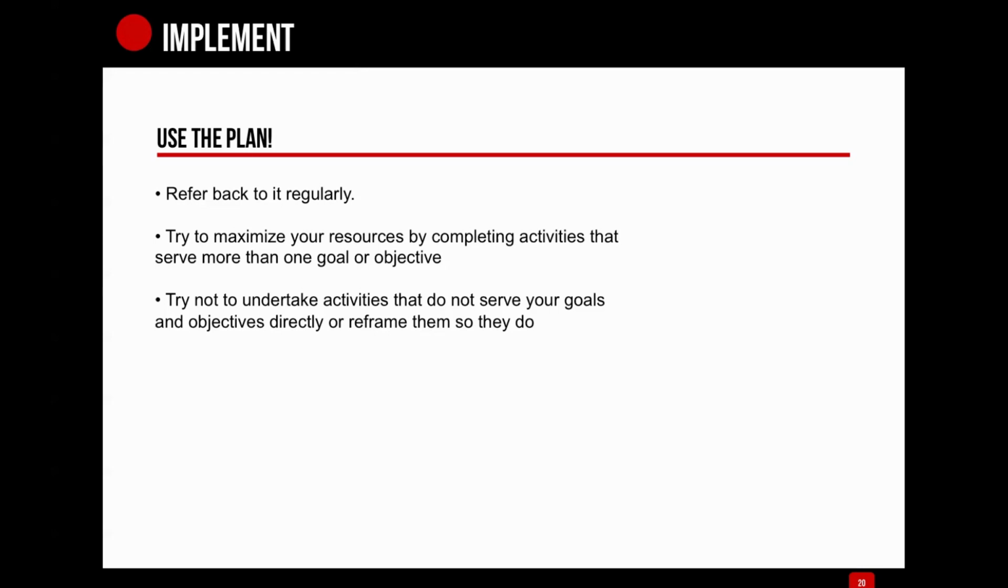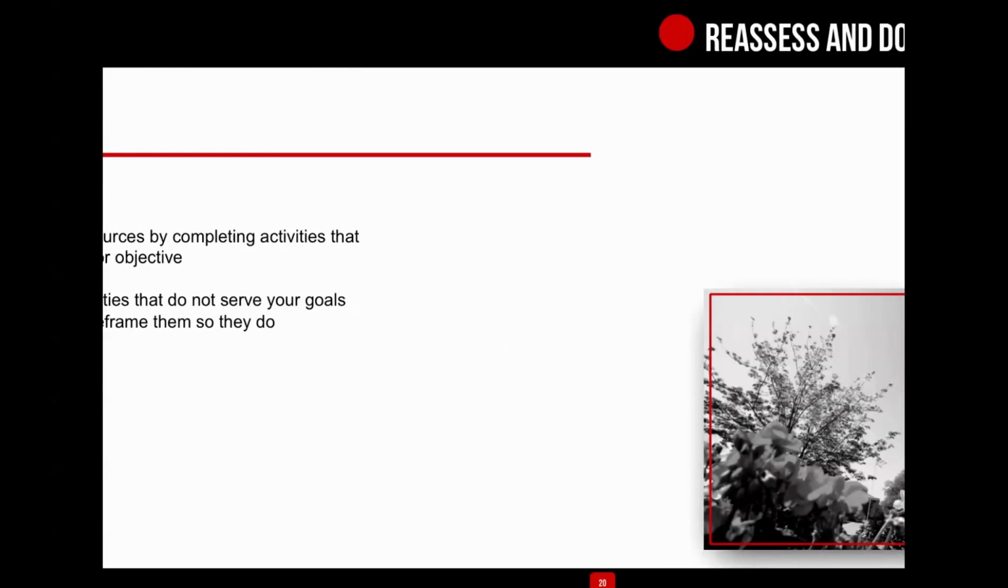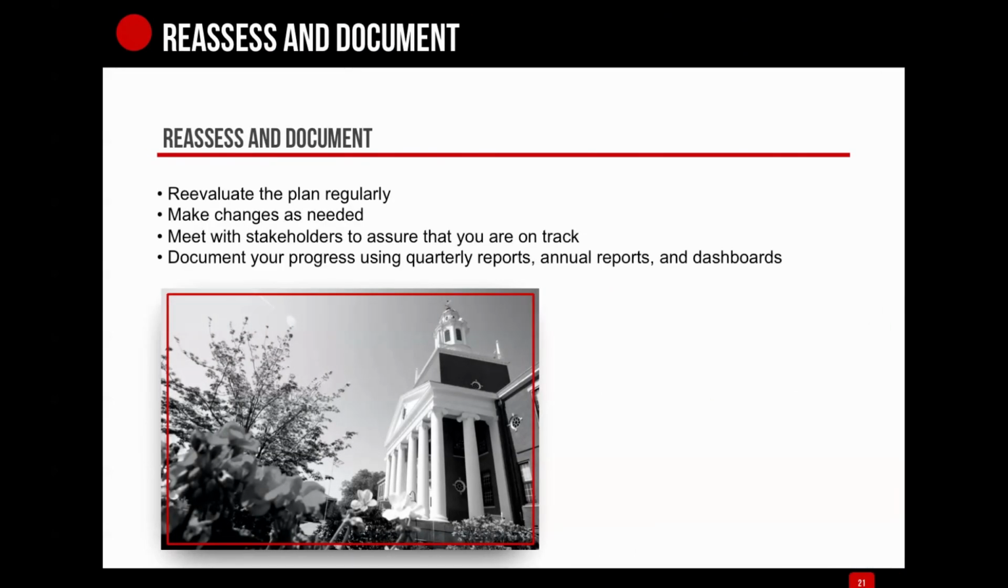And we will move forward with that review process immediately after the first level of planning has occurred at the institutional level. Of course, we also want to make sure that we reassess and document the process. So we want to reevaluate the program regularly and make changes as needed. But we will also have quarterly reports, annual reports, and dashboards to help you see progress on your strategic planning documents.